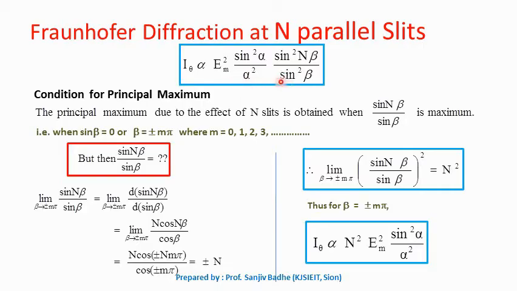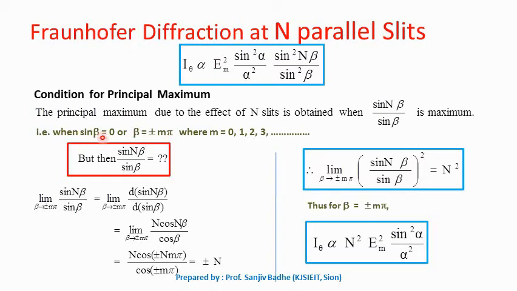Now let us find the conditions for new maxima and minima which are introduced due to the combined effect of n number of slits, that is due to sin square n beta upon sin square beta. When will the value of sin n beta upon sin beta be maximum? It will be maximum when sin beta is 0, and sin beta will be equal to 0 when beta is equal to 0 or plus or minus m pi. So this will be the condition for principal maximum, where m is equal to 0, 1, 2, 3.